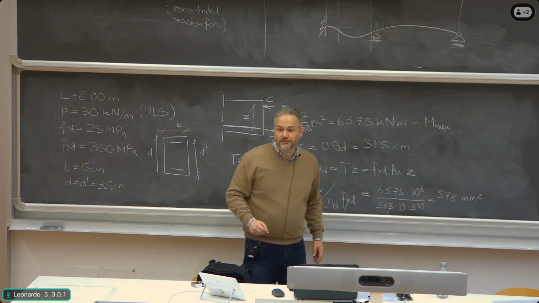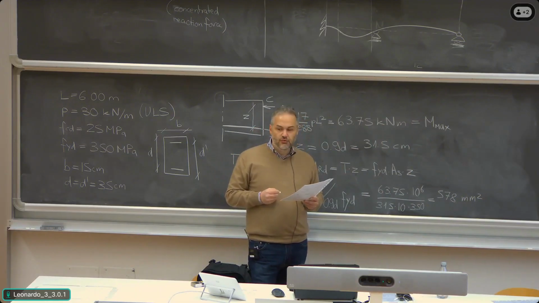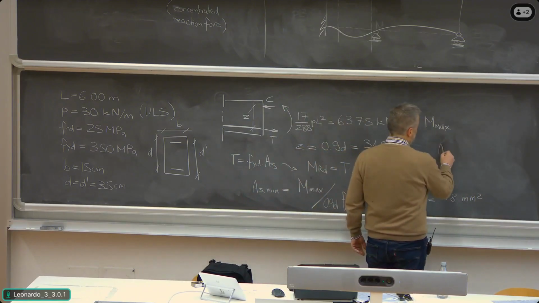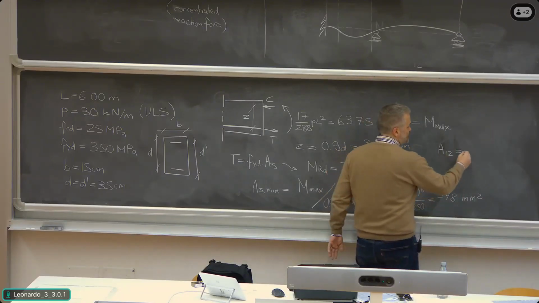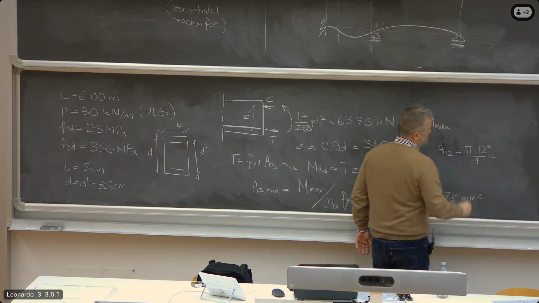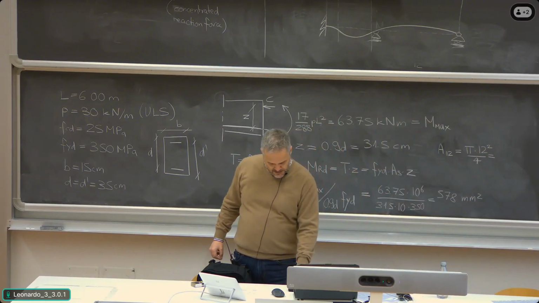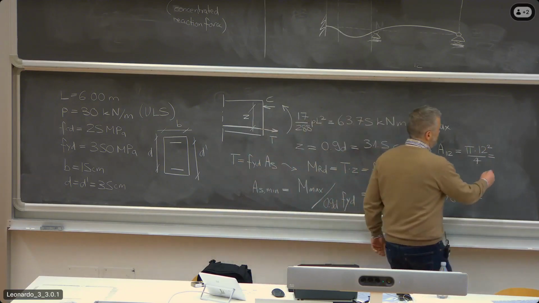Now this is not the final result, because I specified that the reinforcement consists of 12 millimeter diameter rebars. What is the area of a 12 millimeter rebar? A12 is simply pi times 12 to the power of 2 divided by 4. This is the area of one rebar. I should know it by heart at this point in my career, but I still don't. Better do the math. 113.